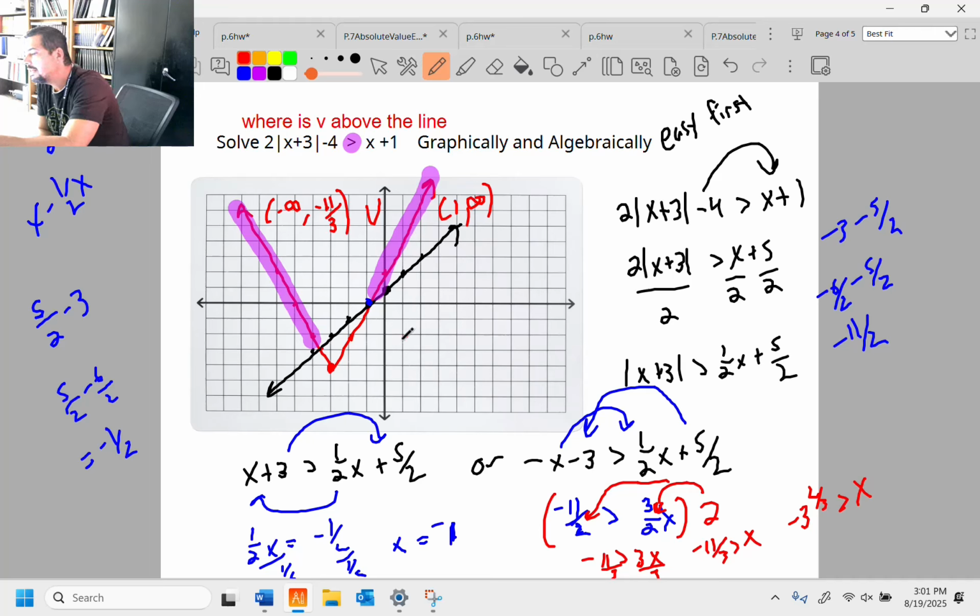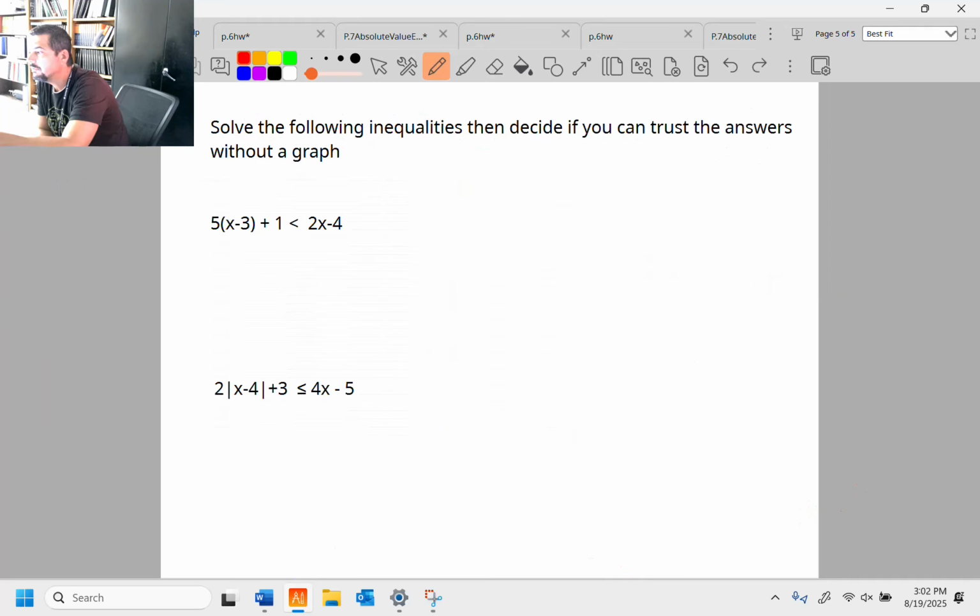If I like set builder, all values of x such that x is less than negative 11/3, or, and, doesn't really matter, or x is bigger than 1. So it looks like that, bigger than 1. All right, last one. Solve the following inequalities, then decide if you can trust the answers.